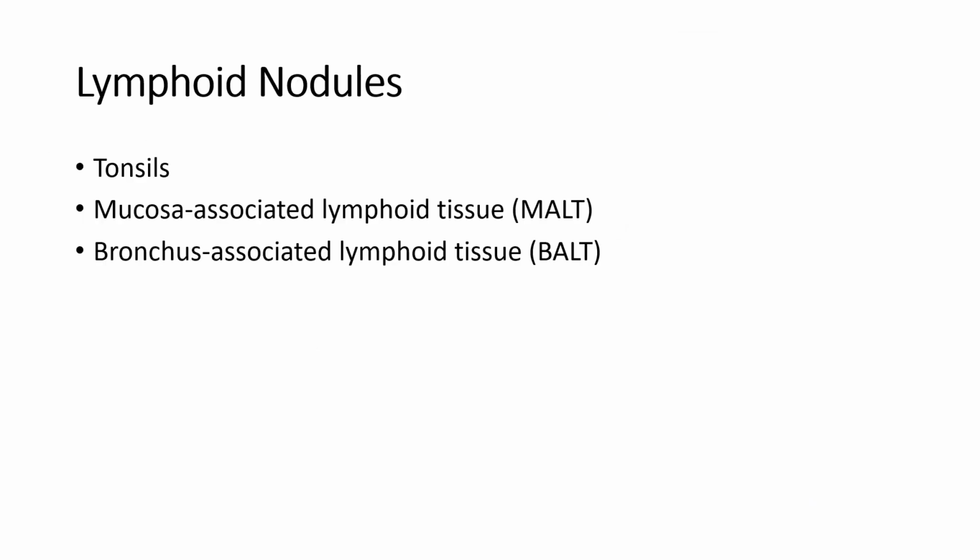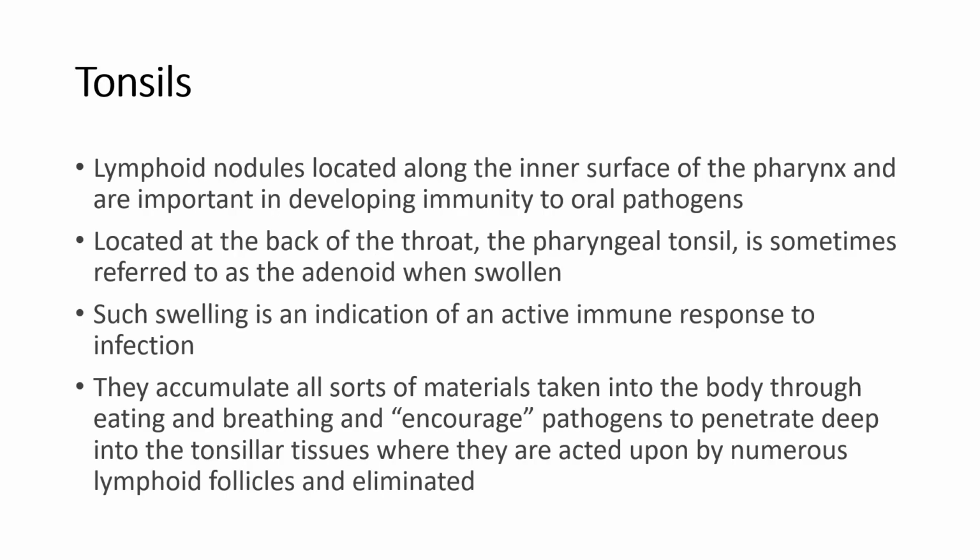The lymphoid nodules include the tonsils, the mucosa-associated lymphoid tissue, or MALT, and bronchus-associated lymphoid tissue, or BALT. The tonsils are lymphoid nodules located along the inner surface of the pharynx, or throat, and are important in developing immunity to oral pathogens. They're located at the back of the throat. Located at the back of the throat are the pharyngeal tonsils. These are sometimes referred to as the adenoids when they're swollen.